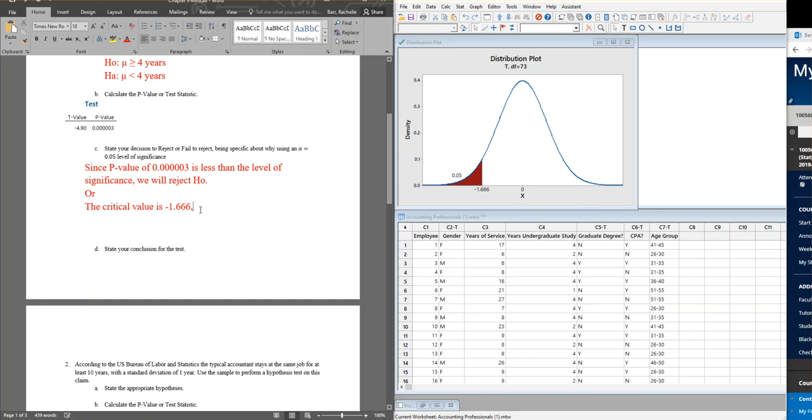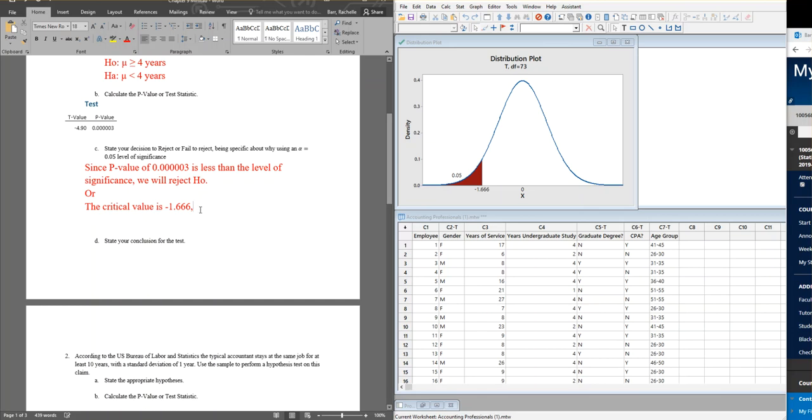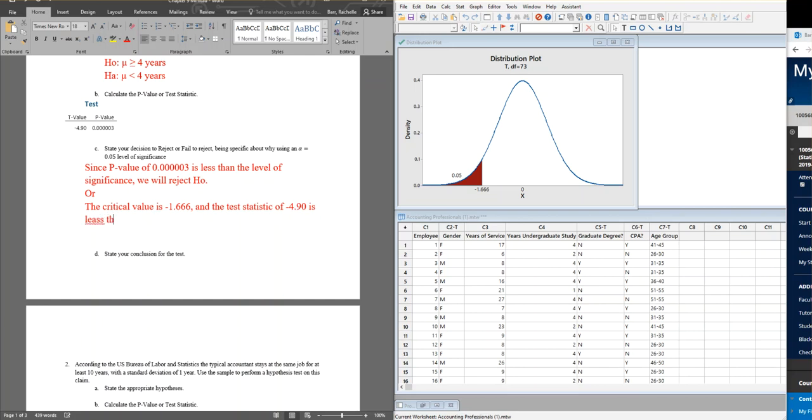So since the critical value and the test statistic of negative 4.90 is less than the critical value, we will reject the null hypothesis.